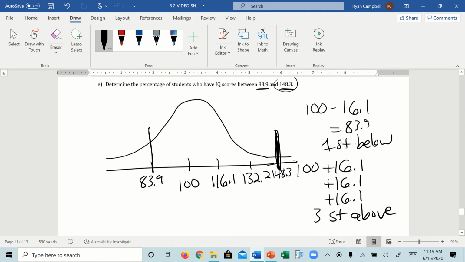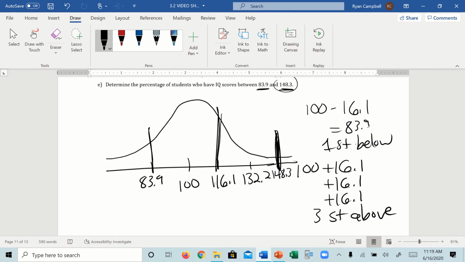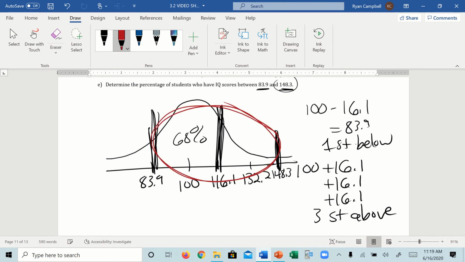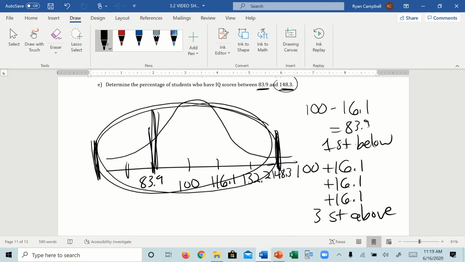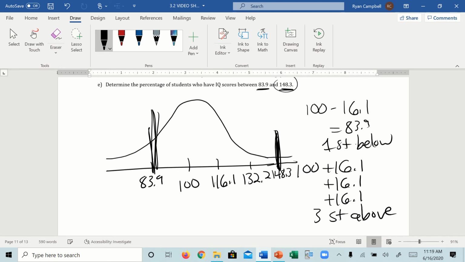Okay, so notice this is not going to be 68%, because 68 is only within 1 standard deviation, right? That would be this percentage. This would be 68%, but we don't want this. We want all of it, right? It's also not going to be 99.7, because 99.7 would be 3 above and 3 below, right? That would be this whole section. We don't want that either. We want to be in between 1 below and 3 above.